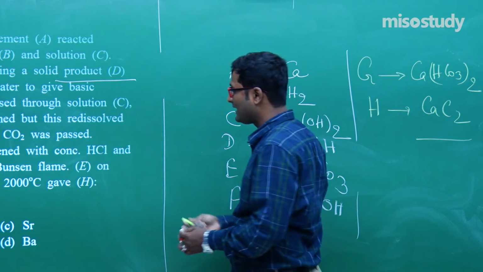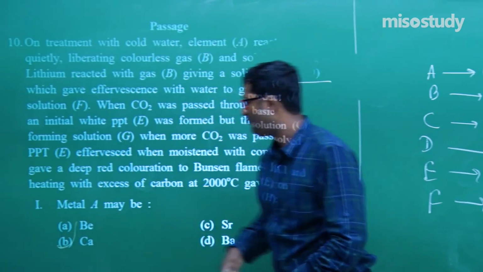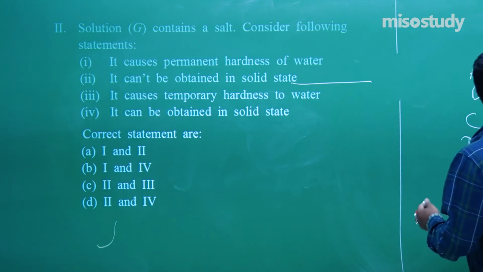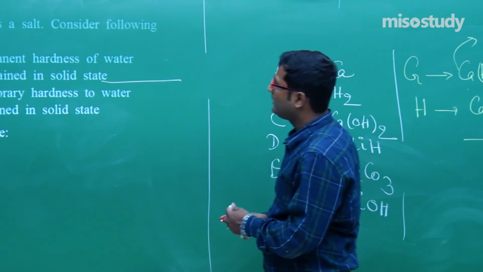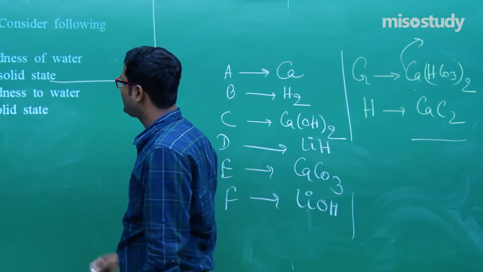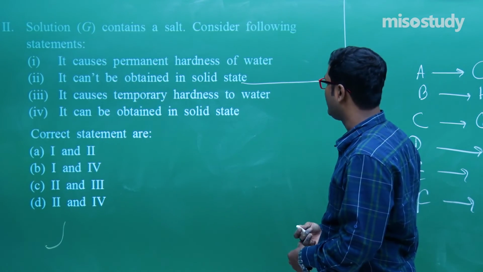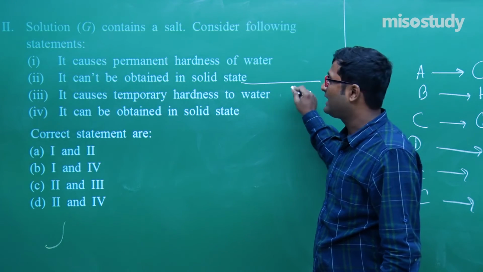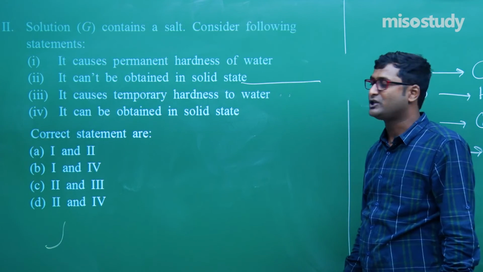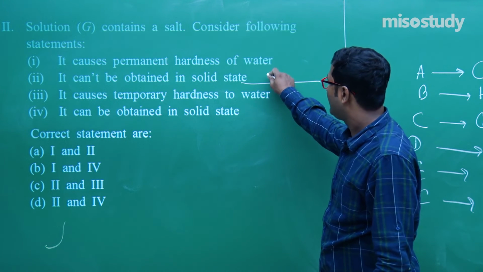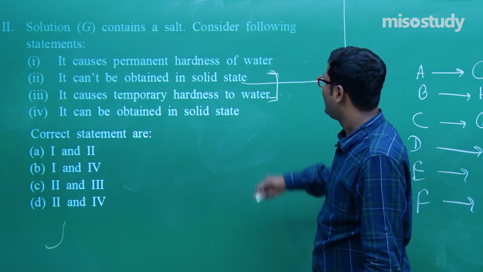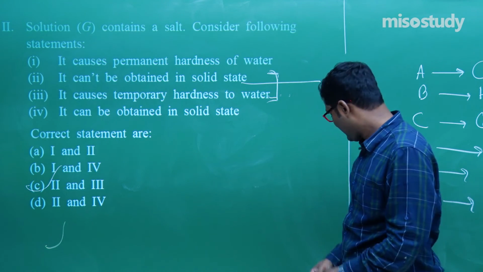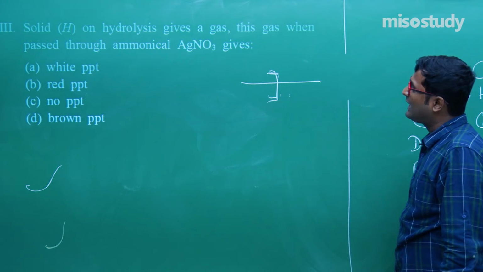Now read the question. Metal A may be calcium. So for question number 1, B is the correct option. Now solution G contains a salt. This one is a salt, and it causes permanent hardness? Definitely not. It cannot be obtained in solid state, because it dissolves. It causes temporary hardness. As we know, temporary hardness is due to calcium and magnesium bicarbonate. So B and C is the correct option. What is B and C?